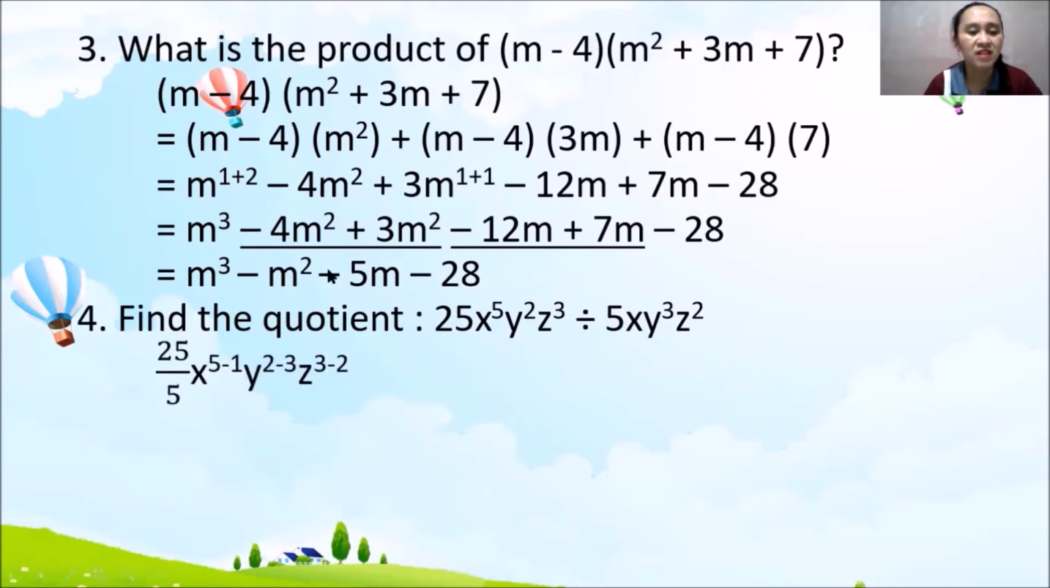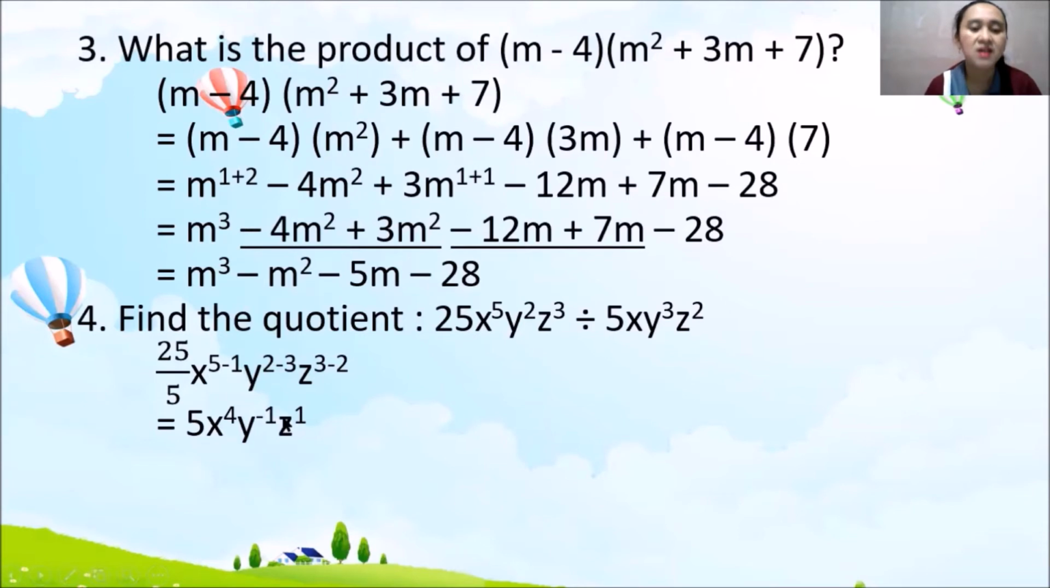So, from this, divide the numerical coefficient, 25 divided by 5, and subtract the exponent of the literal coefficient. The variable of x, 5 minus 1. Variable of y, we have 2 minus 3, and z is 3 minus 2. Therefore, 25 divided by 5 is 5. X to the exponent of 5 minus 1 is x to the 4th. And y to the exponent of 2 minus 3 is y to the negative 1.